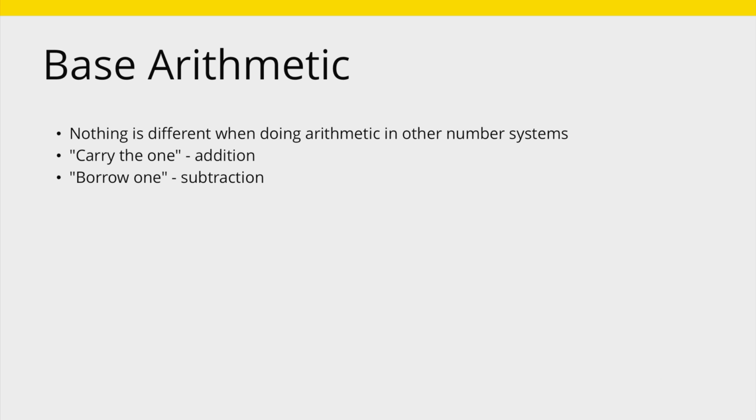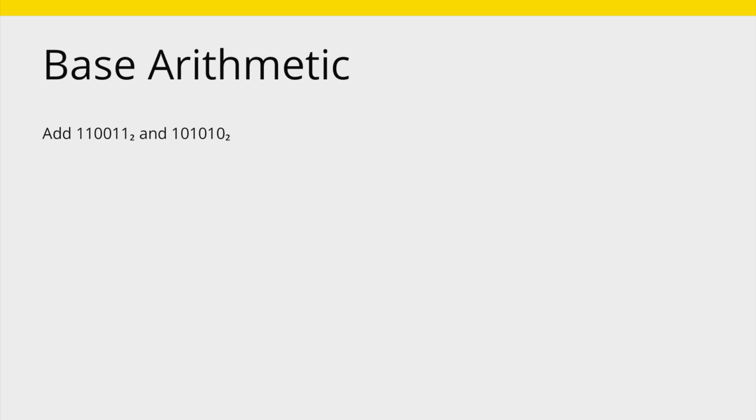So, nothing's different when doing arithmetic in other number systems like we know in the decimal number system. We still carry the 1 as we talk about in addition, and we still borrow 1 in subtraction. The only difference is the amount we borrow and when we carry the 1 is different because of the value of our base. Let's take a look at it.